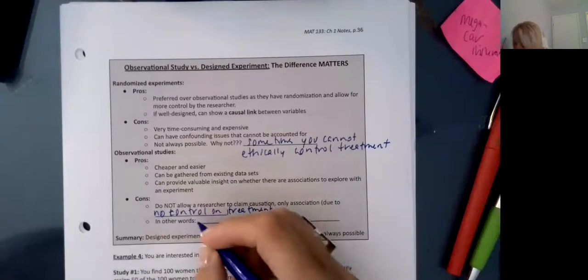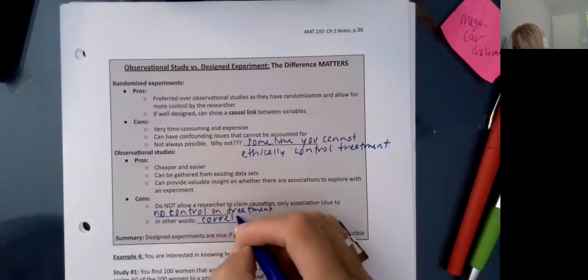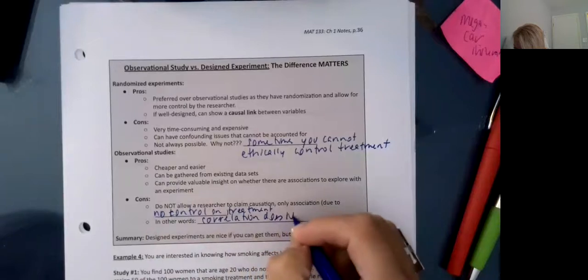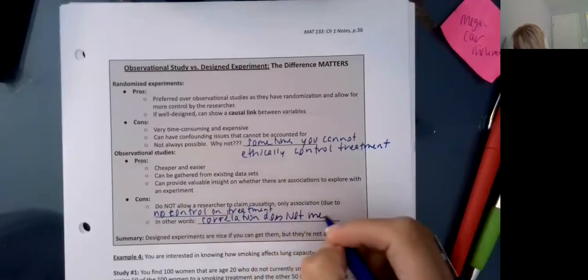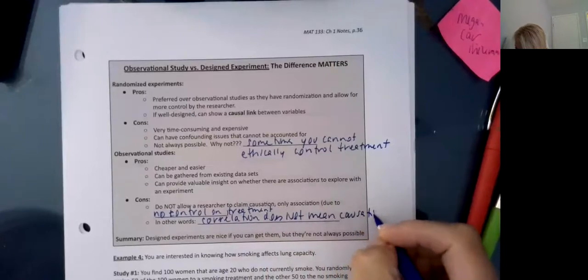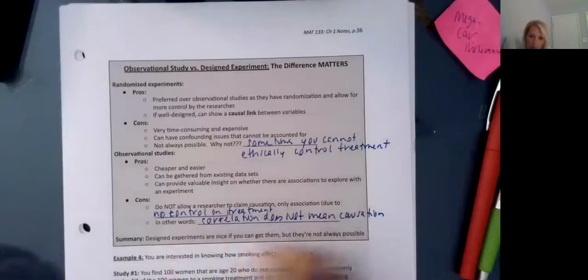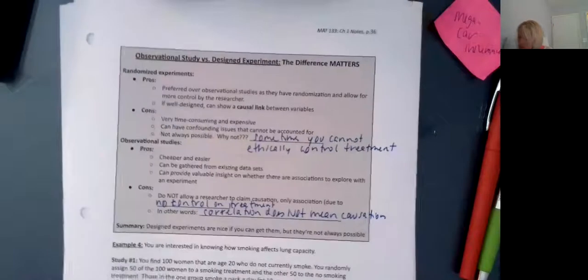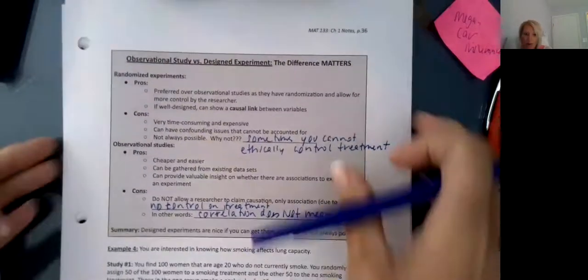And so in other words, we're going to say that just because there might be a correlation between two variables, does not mean causation. And so that's going to be a big response from us on a lot of these observational studies that we're going to look at today. Oops. And all semester.